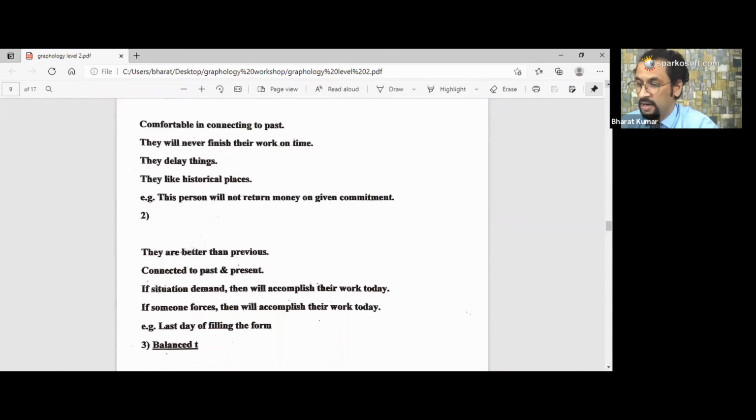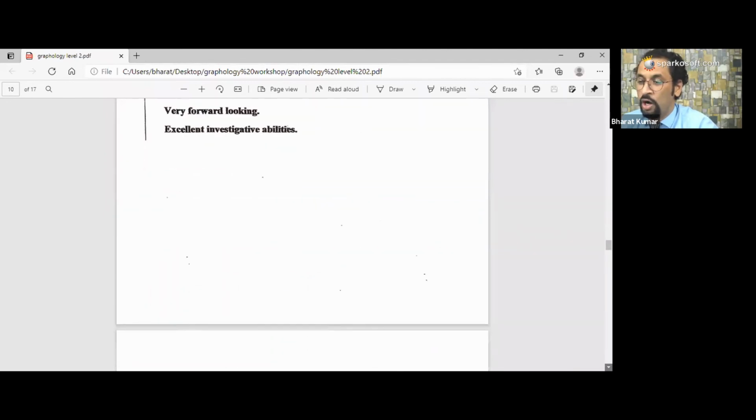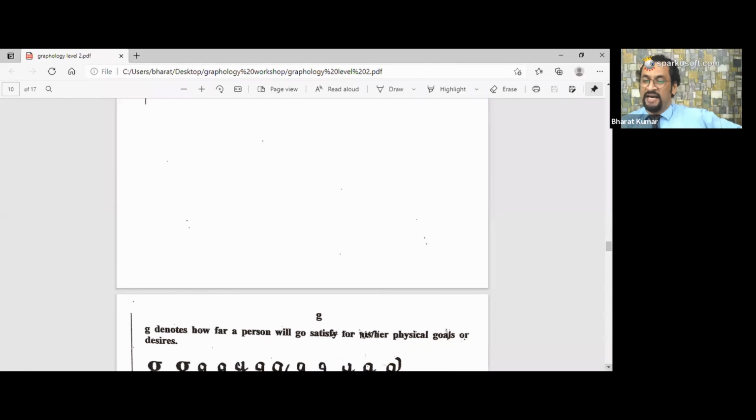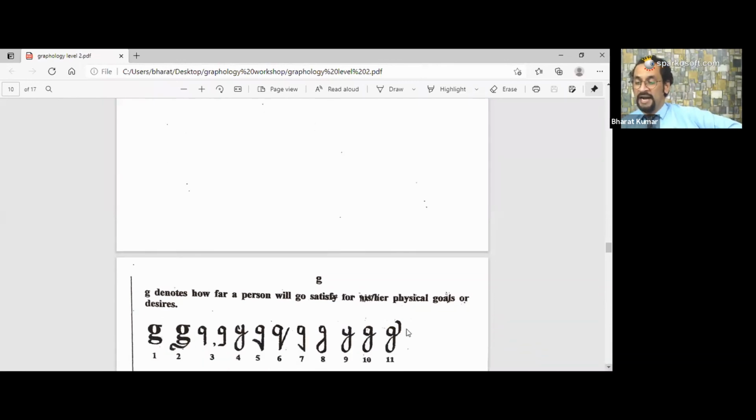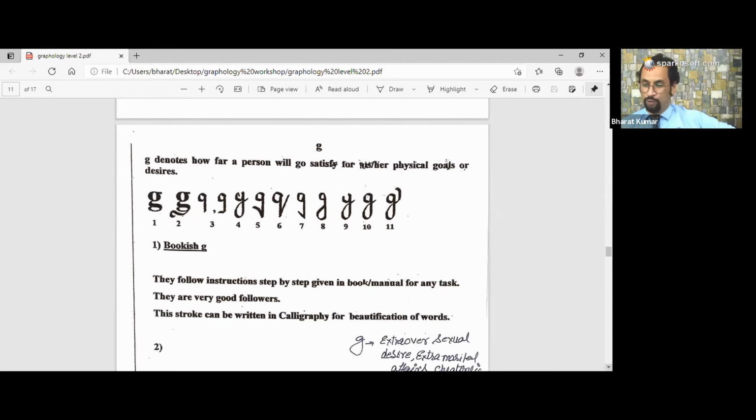Just a minute. Okay, I will tell you. So in the rapist tendency, there is more desire, the lower loop is too wide, moving to the upper side, and this tail is moving upside, hidden motive. The lower part of the G is very small, less satisfied. In that case, you can say a tendency of sexual abuse.